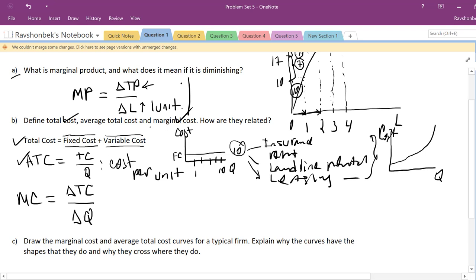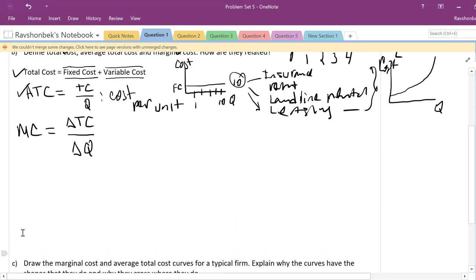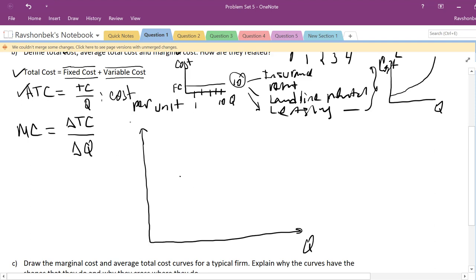Right, how are they related? Now there's an interesting relationship between average total cost and marginal cost. So that can be explained in a graph. This question is repeated in what follows as well. So as the quantities rise, we have costs on the axis. What happens is that this is the behavior of marginal cost usually.